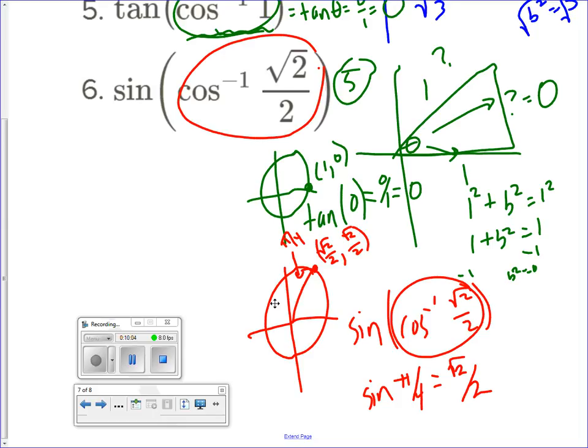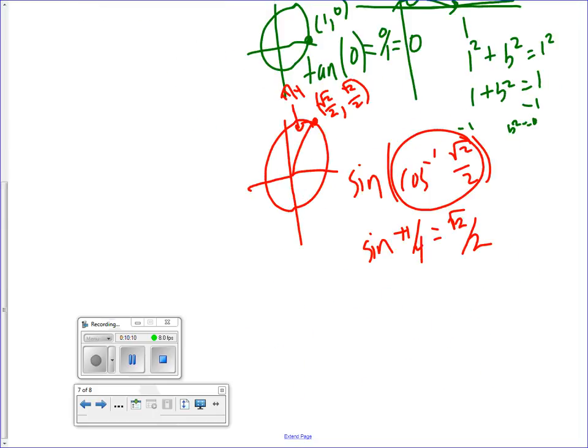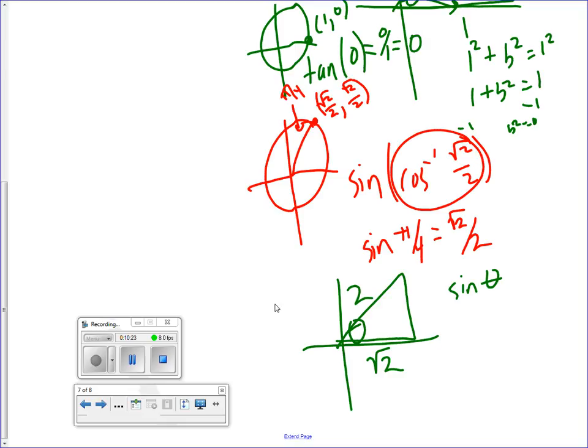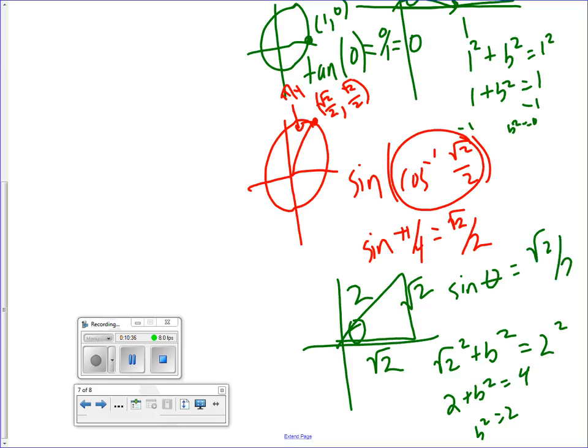If you're not a fan of the unit circle, you can draw a triangle. So you can say, all right, let me draw a triangle that has a cosine of radical 2 over 2, adjacent over hypotenuse, and then I want the sine of that angle. Well, I've got to figure out the opposite, so I've got to do the Pythagorean theorem. A squared plus b squared equals c squared. I can see that b is the square root of 2, so sine is radical 2 over 2. So with a unit circle or with a triangle picture, either way you're going to get the same answer.